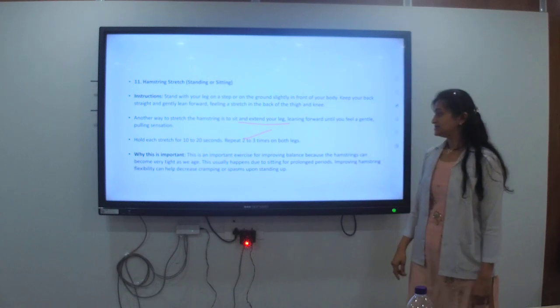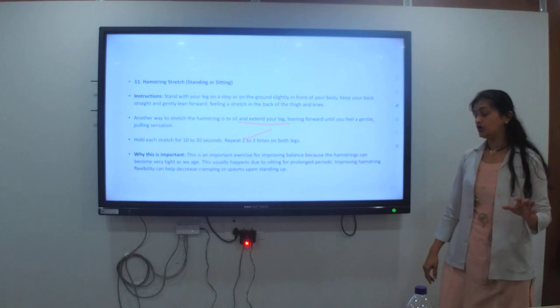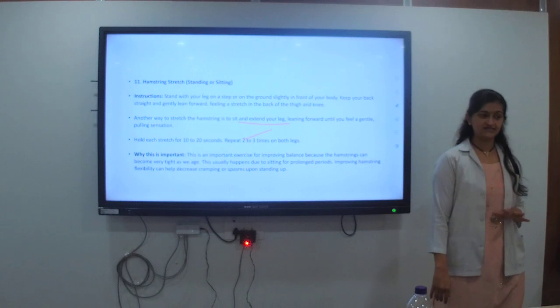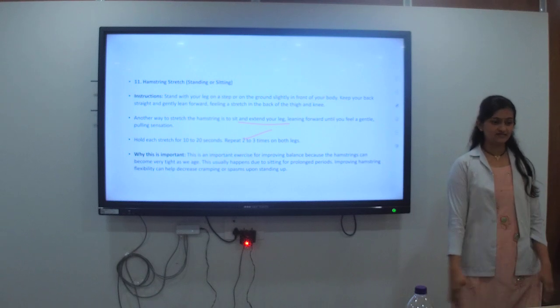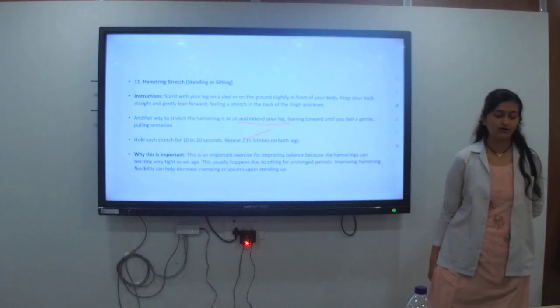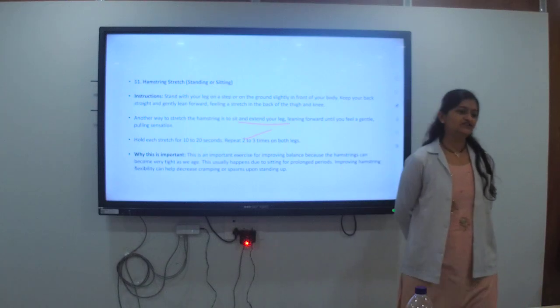So what is the use of this exercise? It will make your hamstring muscles more flexible. Where are the hamstring muscles? They are located at the back of the thigh. What is the action of the hamstring muscles?